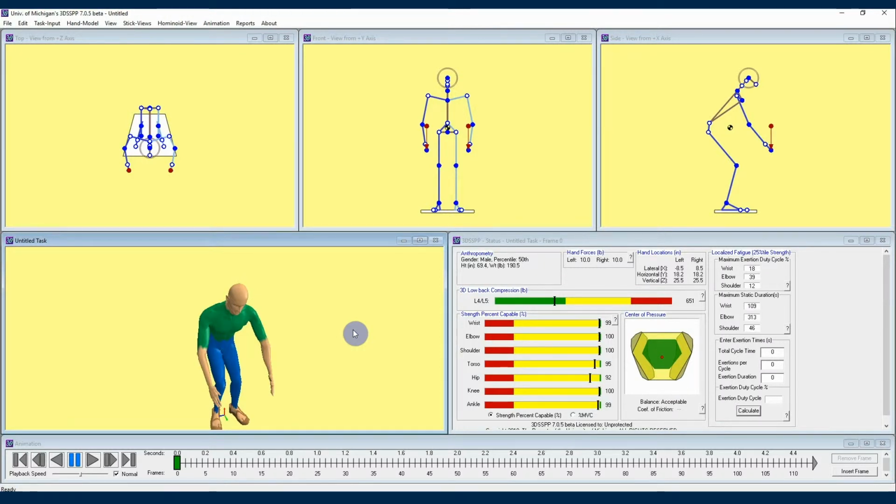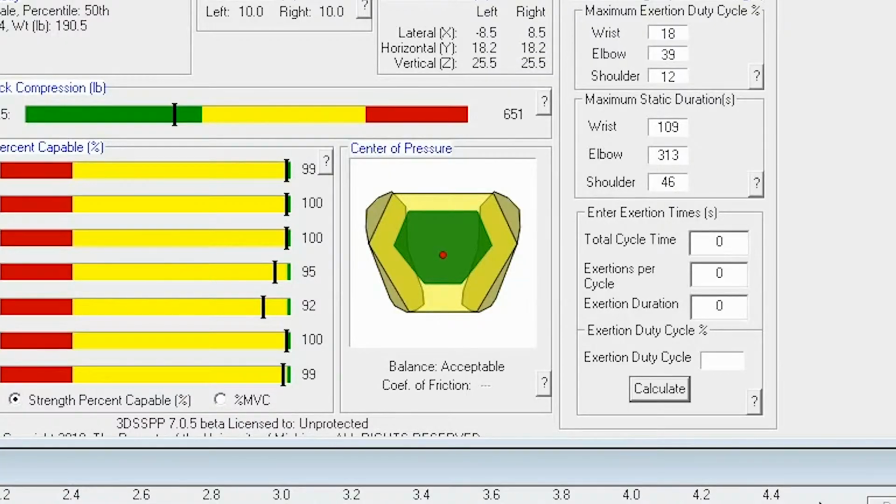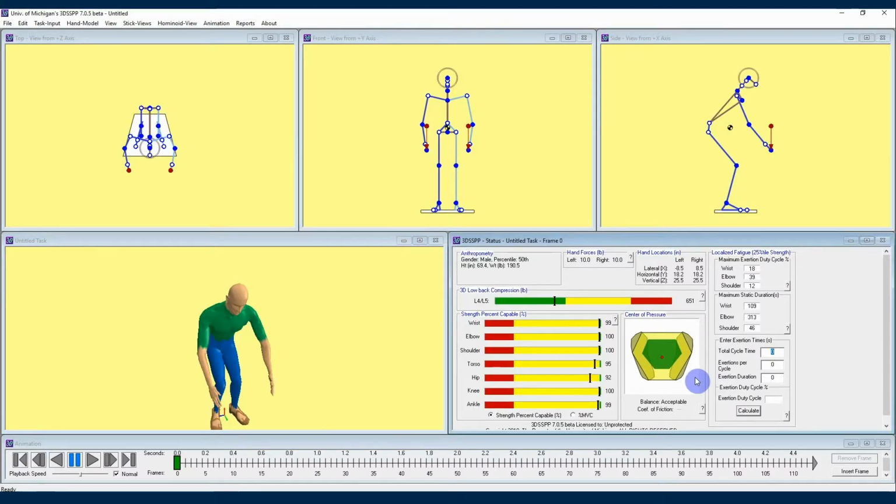In this video, I'm going to be talking about balance in the 3DSSPP. We've talked about balance a little bit up to this point, but to clarify, when we talk about balance in the 3DSSPP, we're talking about, will this person fall over? The 3DSSPP calculates whether or not the worker in question will fall over via a center of pressure calculation. This is a mathematical equation that determines whether or not the center of pressure is within a stability region defined by the location of the feet.